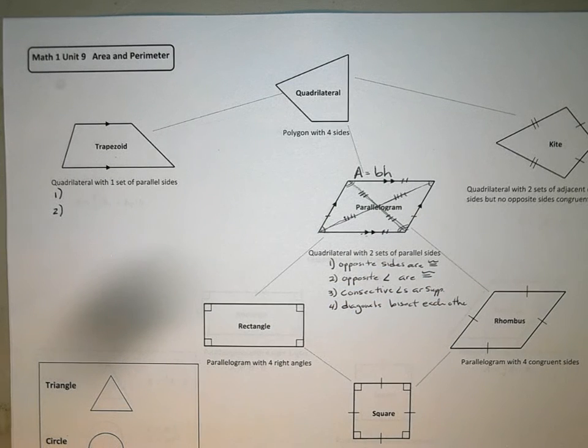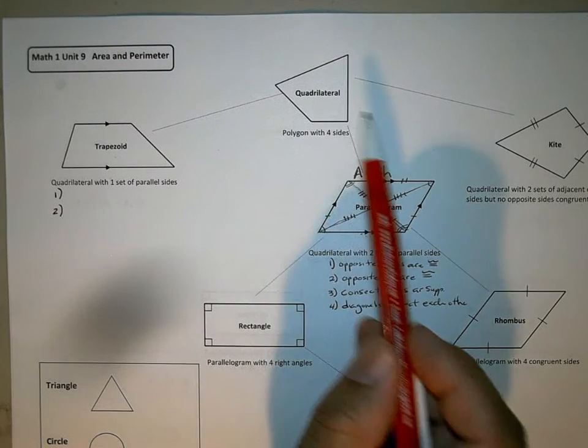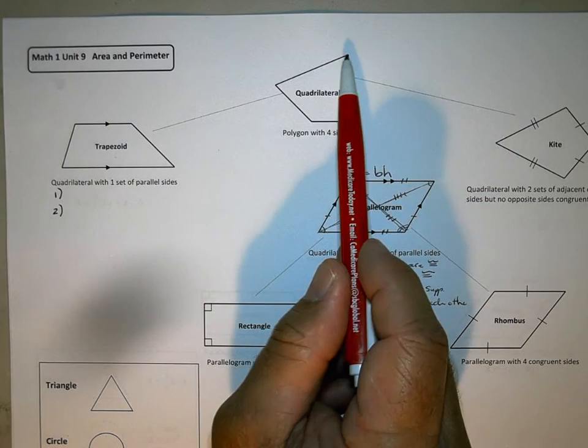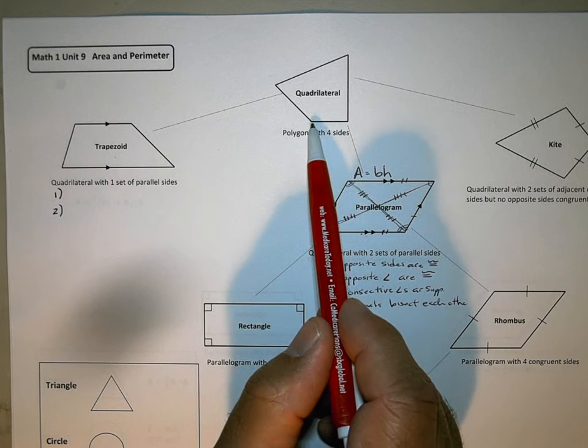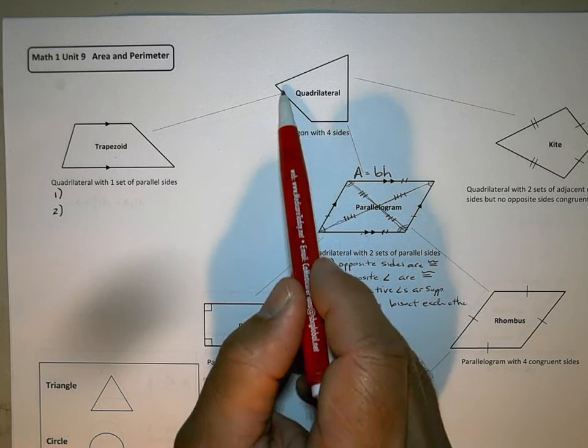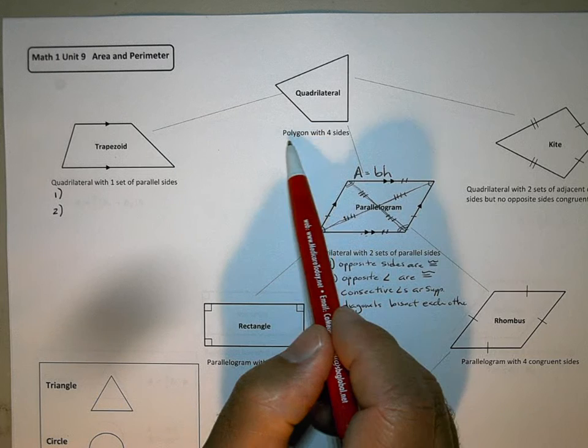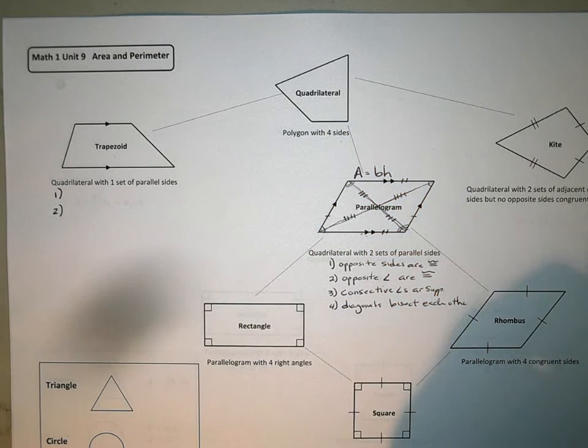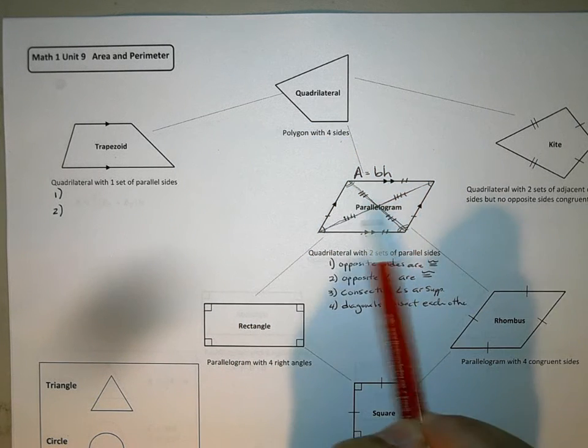Good morning. Today we're going to continue our discussion of quadrilaterals. Remember, a quadrilateral is any four-sided polygon. Quad meaning four, lateral meaning sides. So four-sided polygon with four sides. And we talked about a parallelogram already.